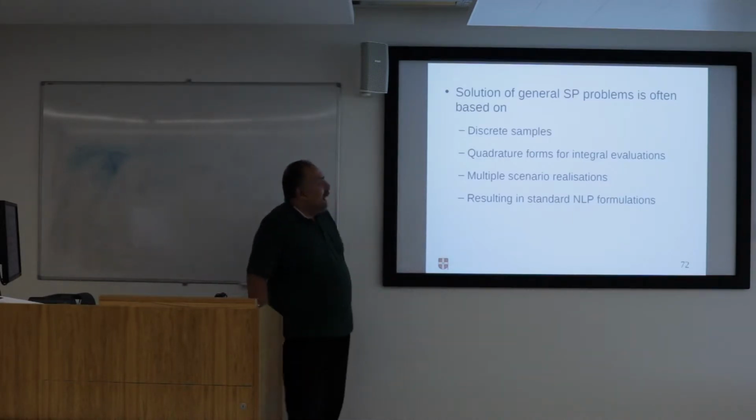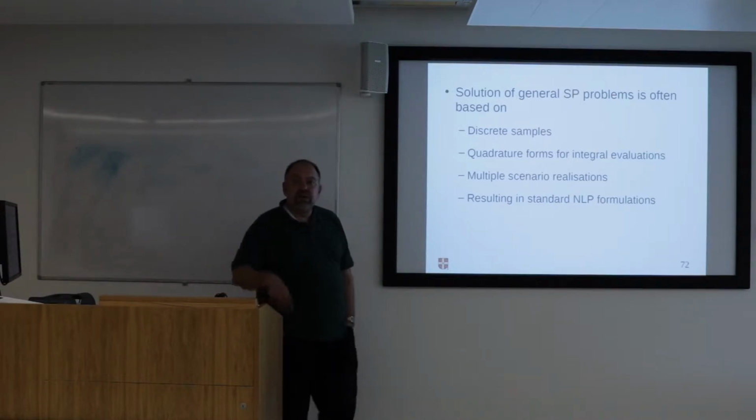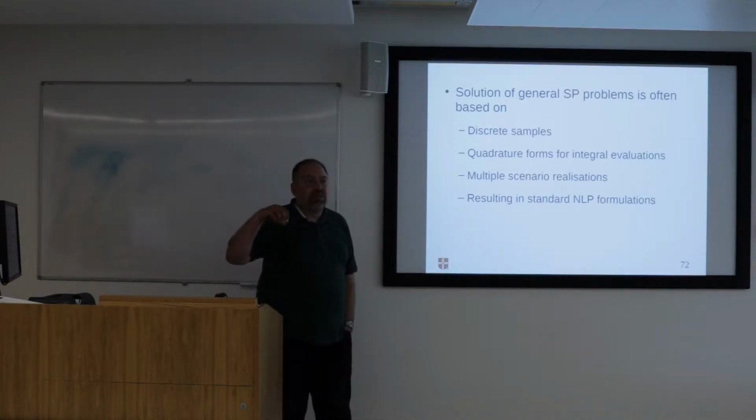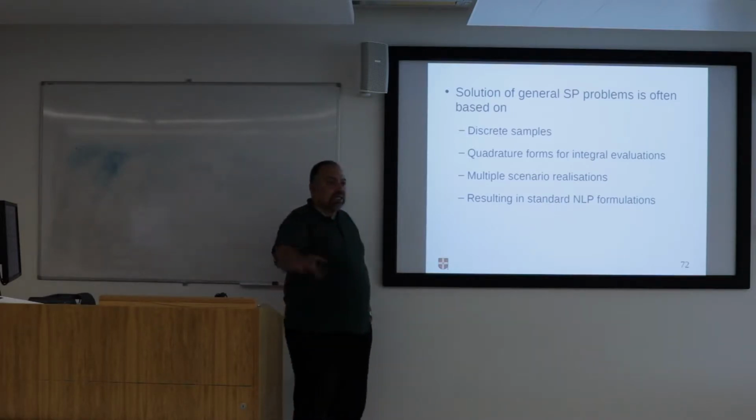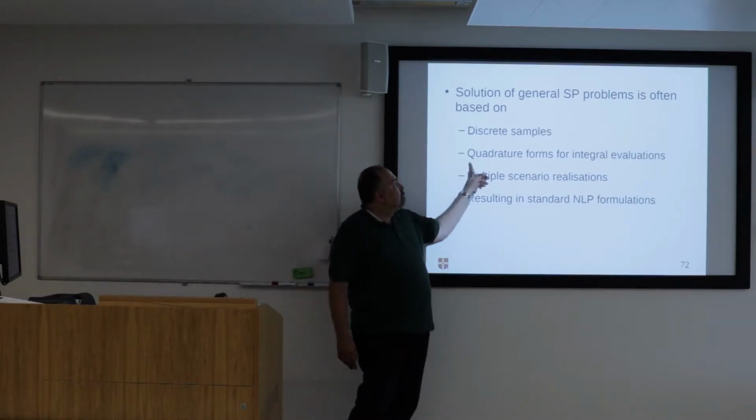So how do we solve these problems? Well, the solution of general stochastic programming problems is often either based on discrete samples, so we create scenarios where we sample from the PDF several scenarios of the values of the randomly distributed variables, parameters xi, and we create instances which we solve simultaneously, or use quadrature forms for integral evaluations.